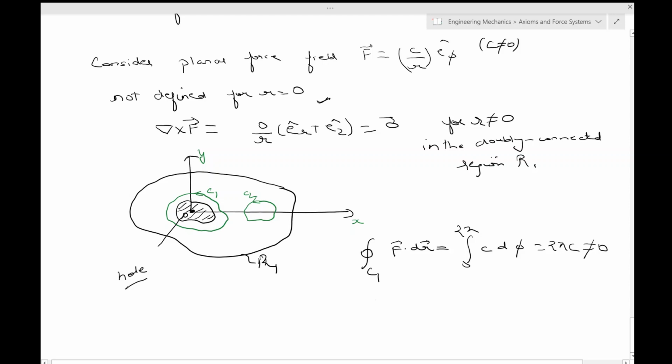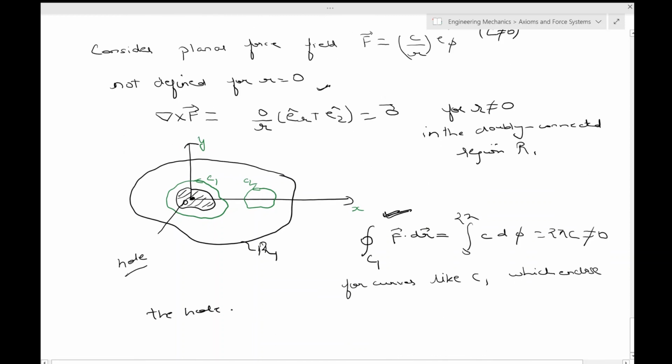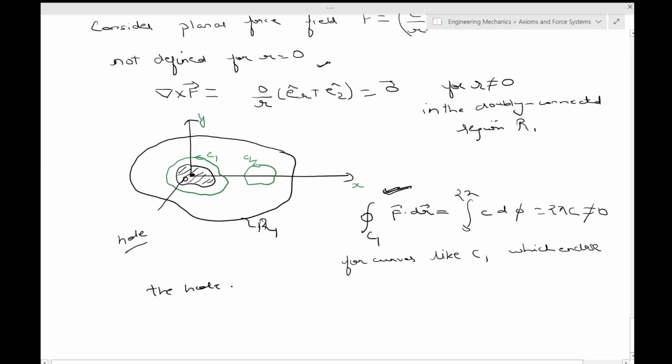So this is not equal to 0 for curves like C1, which enclose the hole. Remember, if it was a simply connected region, this quantity should have been 0, right? It was earlier 0 over here, F dot dr over a loop. So this is not 0 in this particular situation, and this implies that the force is non-conservative in R1.